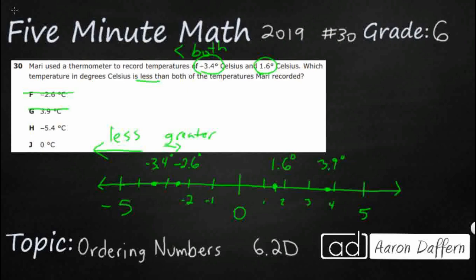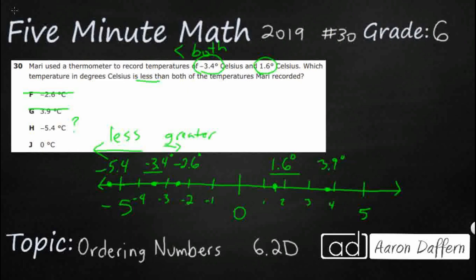Now, negative 5.4. Let's see. That could possibly be it. So I've got my negative 3, negative 4, so there's my negative 5. And I don't even have a negative 6, so I'm going to put it right here. Let's just pretend it goes right there, negative 5.4. And so, yes, that is less than my negative 3.4. It is less than my 1.6. So I'm thinking this is it.